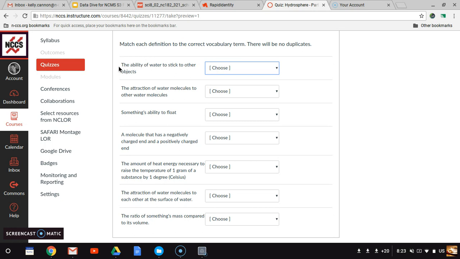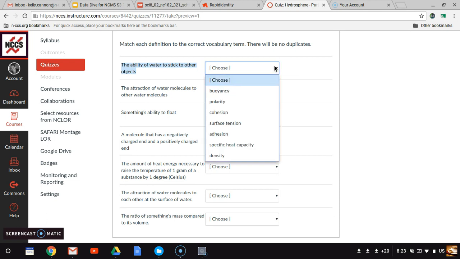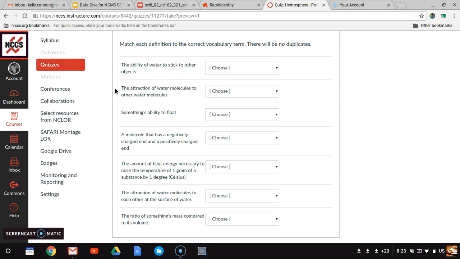So the first one, the ability of water to stick to other objects. Your options are buoyancy, polarity, cohesion, surface tension, adhesion, specific heat capacity, or density. The second definition, the attraction of water molecules to other water molecules. The third definition, something's ability to float.